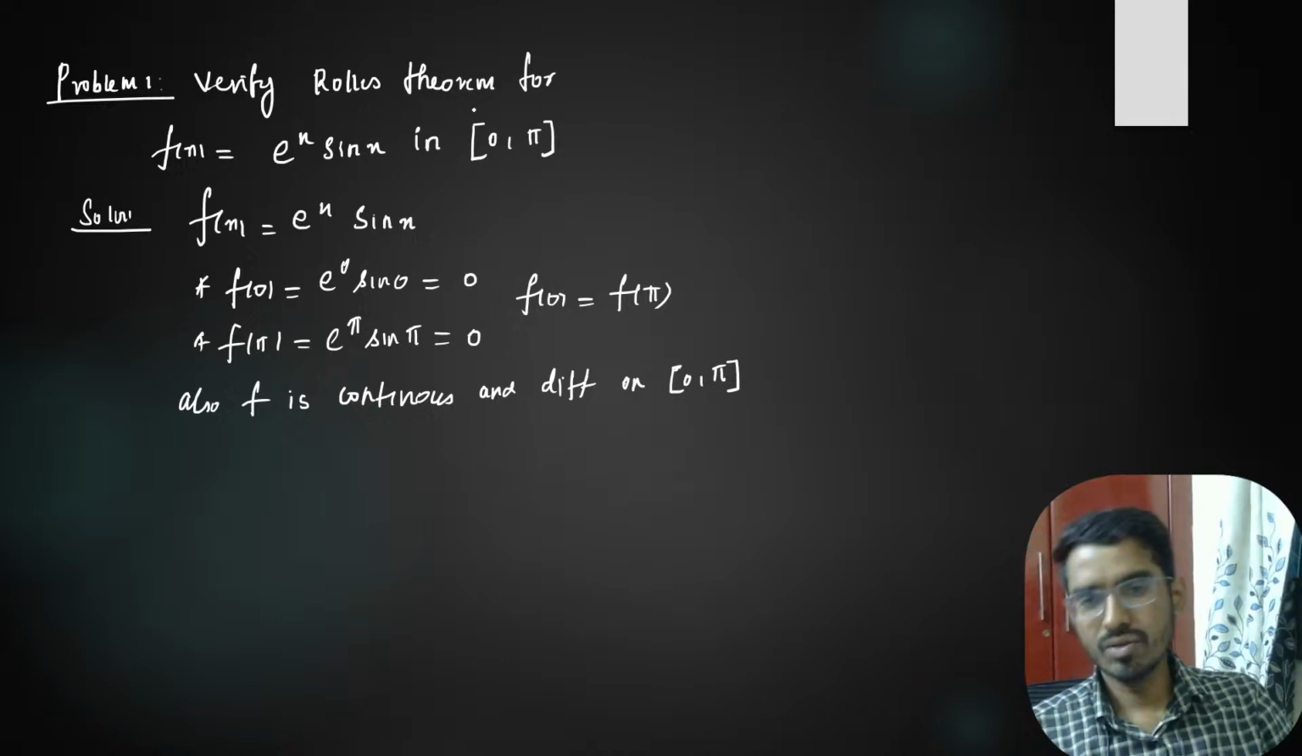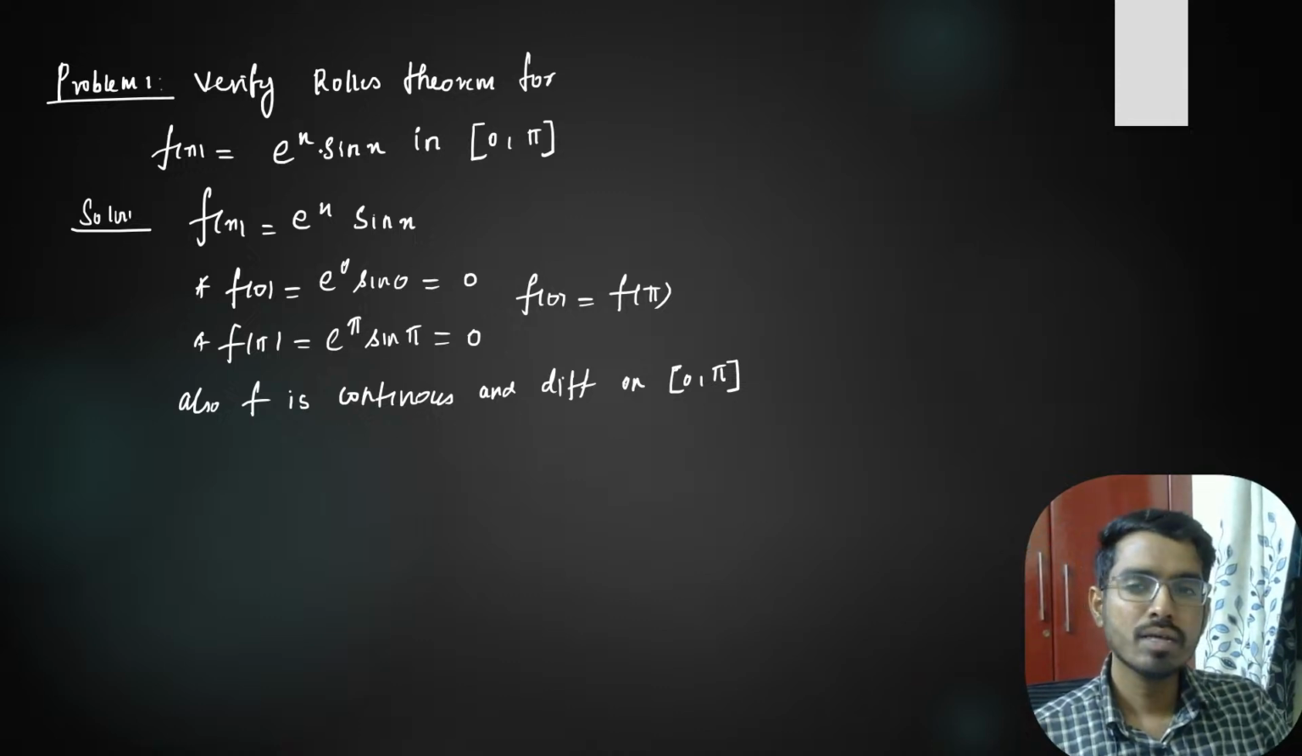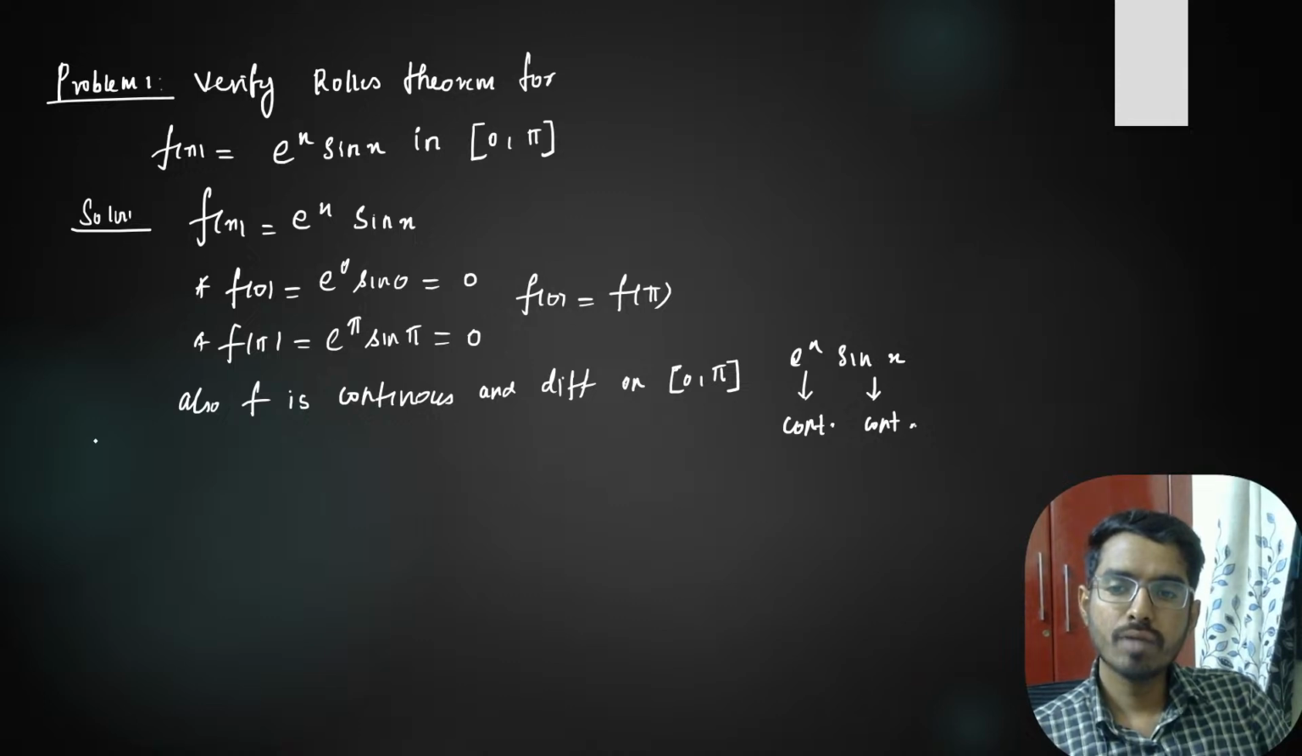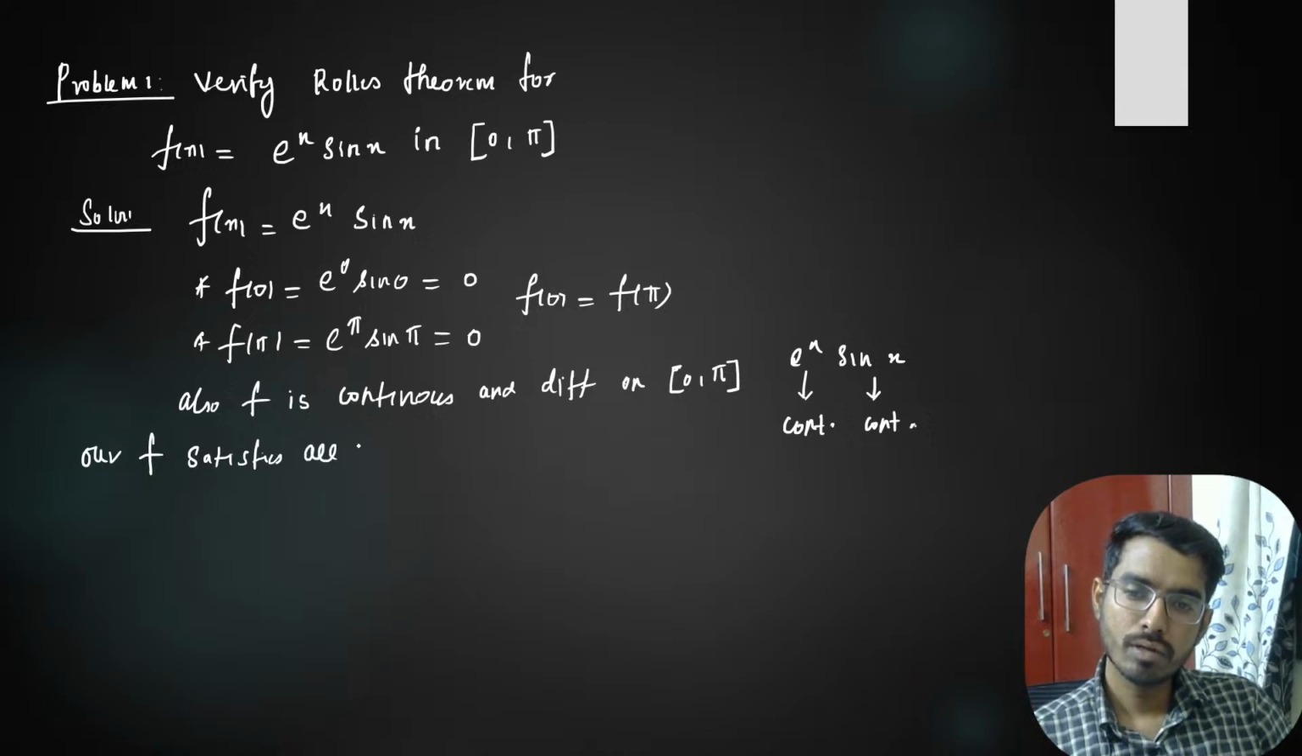Why? Because it is continuous and differentiable since individually sin x is continuous, e power x is continuous. That means the product of continuous functions is a continuous function and the product of differentiable functions is a differentiable function, right? So we have e power x into sin x. This is continuous, this is continuous. As a result, the product will be continuous, right? And similarly, both are differentiable functions, both are smooth functions. So that means our f satisfies all three conditions for Rolle's theorem.